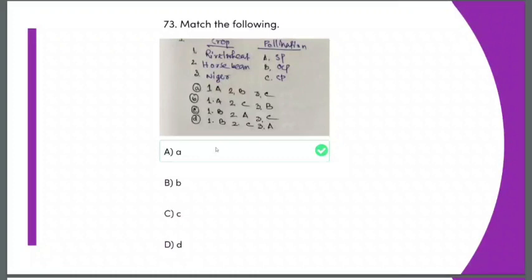73rd is again a matching type question. Rice and wheat are self-pollinated. Horse bean is often cross-pollinated, and Niger is cross-pollinated. So answer number A will be correct.